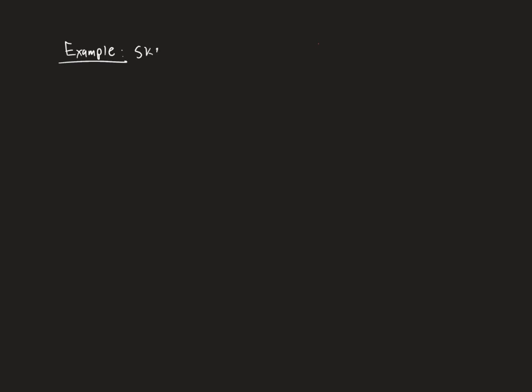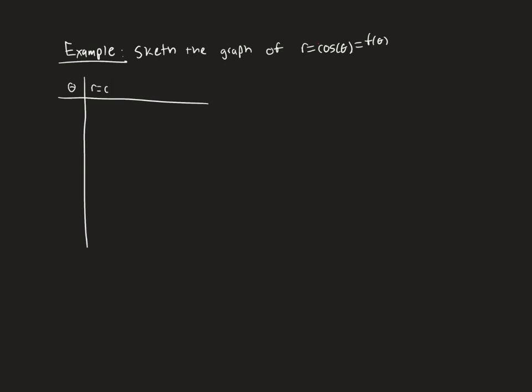So let's sketch the graph of r equals cosine of theta. So let's make a data table and figure out what we got. So our function is cosine of theta. That gives us our radius. We get these corresponding points.